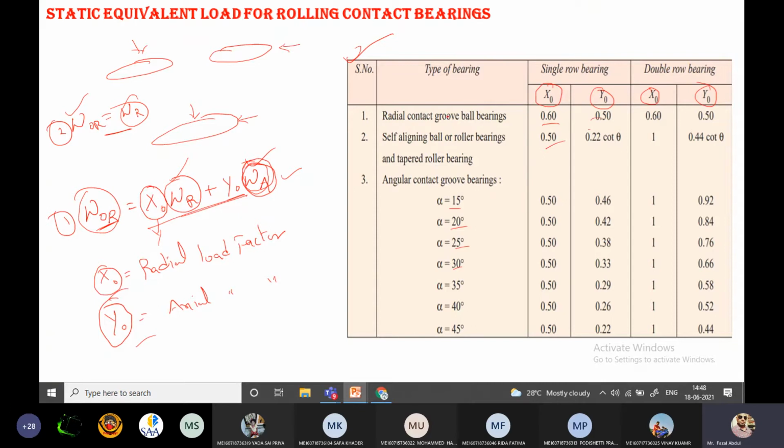These values are taken from this table. If you find a statement in the question such as radial contact groove bearing or self aligning ball bearing, then based on that, again single row: this self aligning single row is there, so this one is going to be selected. If it is double row, this one is selected. Okay.